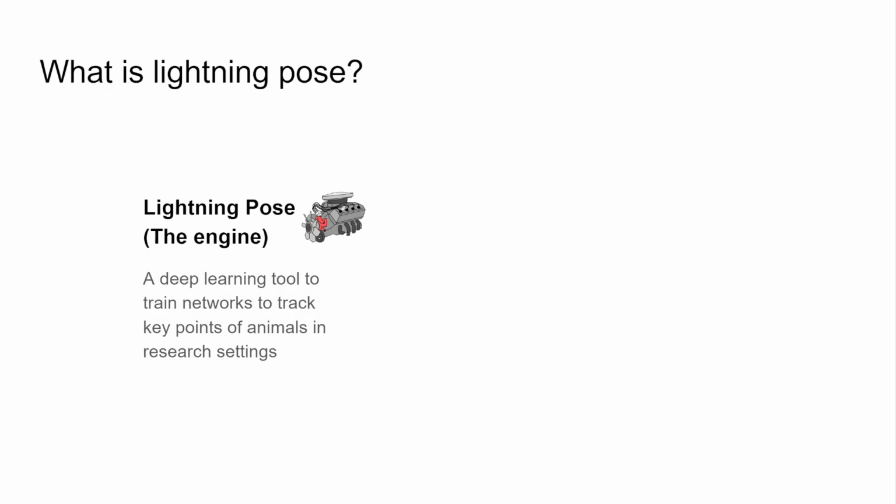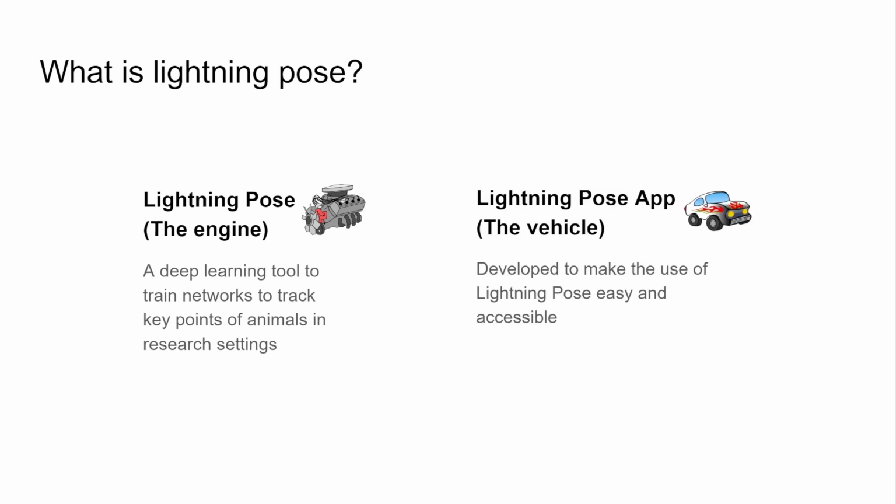Lightning Pose is a deep learning tool that we developed to efficiently train neural networks to track key points in animal behavioral videos. The Lightning Pose app aims to make this tool accessible to a wide audience of researchers and requires minimal programming experience.